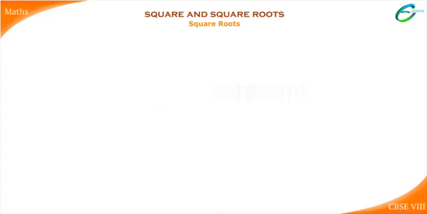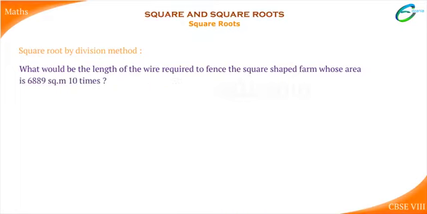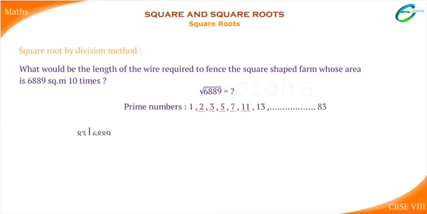Square root by division method. In the second situation, we need to find the answer for the square root of 6889. Thus, we prime factorize the number. To factorize 6889, check with 2, check with 3, check with 5, check with 7, check with 11, and so on. 6889 will be divided by the prime number 83. To find the prime factor of 6889, we have to check up to 83. 6889 is equal to 83 into 83.